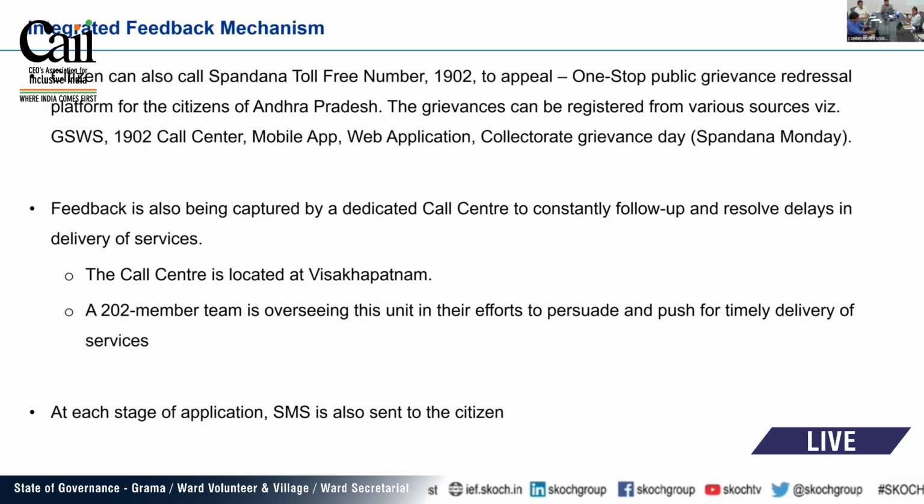So there is a call center located in Visakhapatnam where they can just call up and ask why their application is pending and how much time it will take, and they can raise their tickets also. And accordingly, the action will be raised in the logins of the concerned officer.